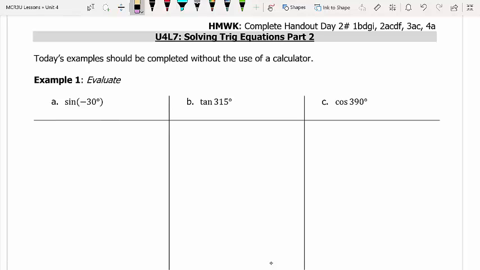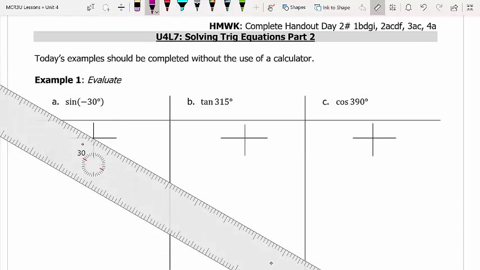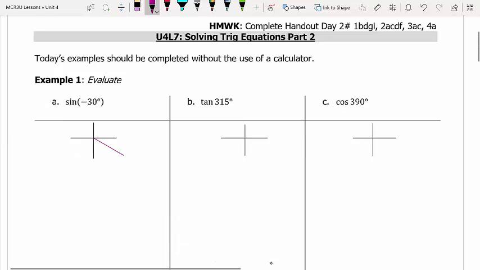Okay, so let's get into some examples. Find the ratio or evaluate sine of negative 30 degrees. The first thing you're always going to want to do is draw that on a diagram. Okay, so there is negative 30 drawn on our Cartesian plane. Step 1 is draw the rotational angle. Step 2 is find the related acute angle.